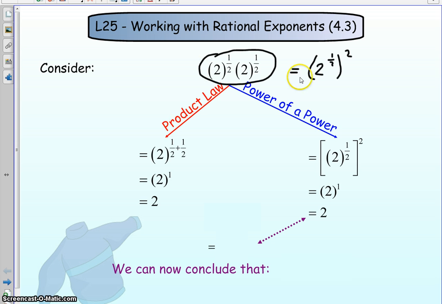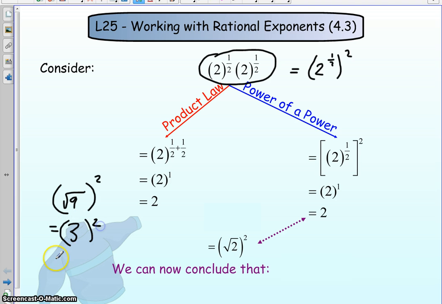Okay, so now we've established that you can do this in two different ways, and that in both cases the answer is 2. Remember that another way of writing 2 is saying that it's the square root of 2 all squared. Much like the square root of 9 all squared. Well, the square root of 9 gives you 3, and 3 squared is 9. So square root of 9 all squared is 9. Square root of 2 all squared is equal to 2. Basically, that squaring undoes the square root. You just get what was under the square root to begin with.